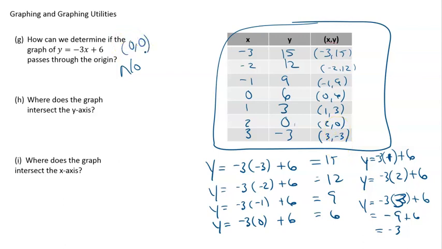Where does the graph cross the y-axis? Now let's think about that. This is the y-axis. Anything on this line has x equal to 0, doesn't it? So where along here do we have x equals 0? Well, it's this point right here. That is where the graph crosses the y-axis, at (0, 6), and that happens to be called the y-intercept.